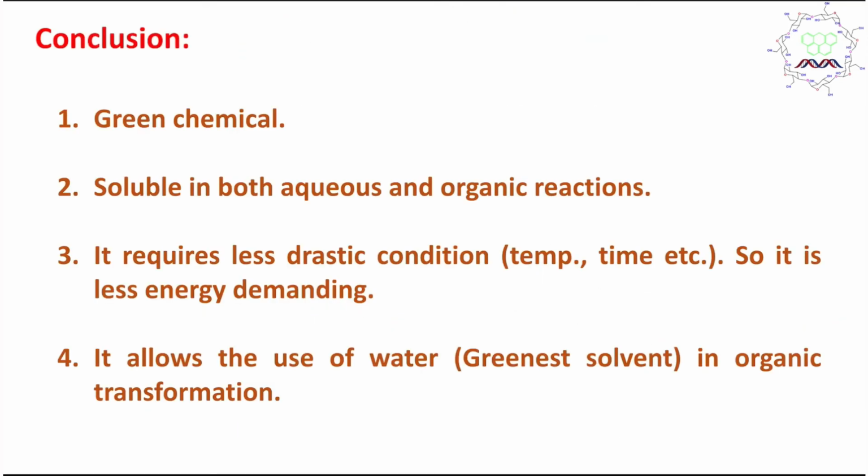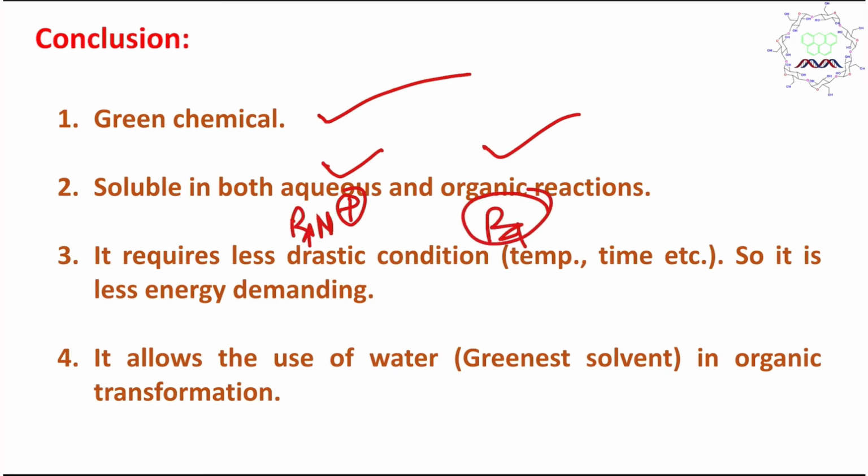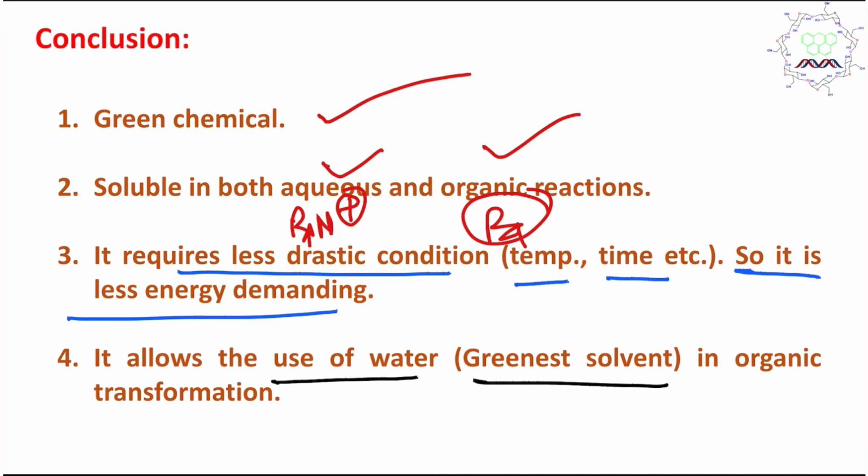Now, in conclusion, what you have learned today is that PTC is a green chemical and it is soluble in both aqueous and organic reaction media because of two parts: aqueous means this N plus charge, and organic means the substituents, the four R groups, R4N. It requires relatively less drastic conditions, meaning temperature and time, so it is less energy demanding, and that's why it is good from a green chemistry point of view. And finally, it allows the use of water, which is the greenest solvent, students, in organic transformation, and it allows the direct use of a salt, as I told some time before, sodium cyanide, for the organic reaction. So this is the overall learning for today.